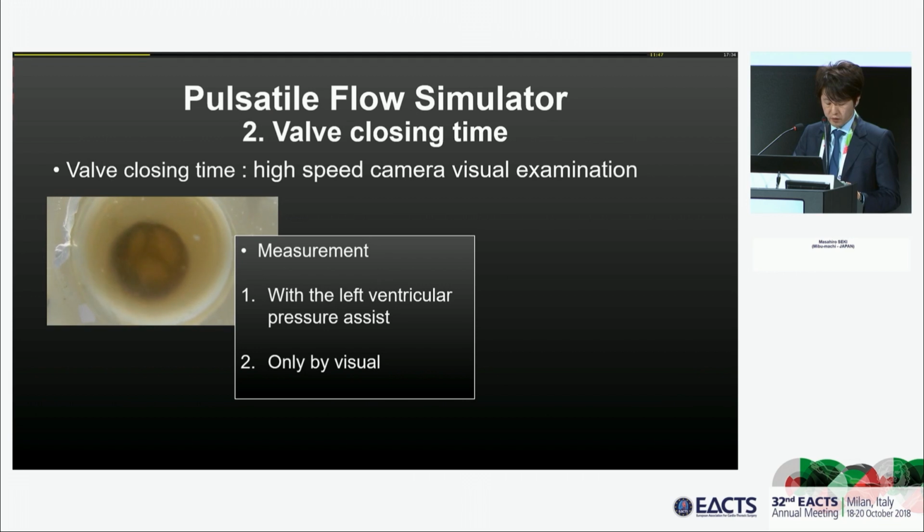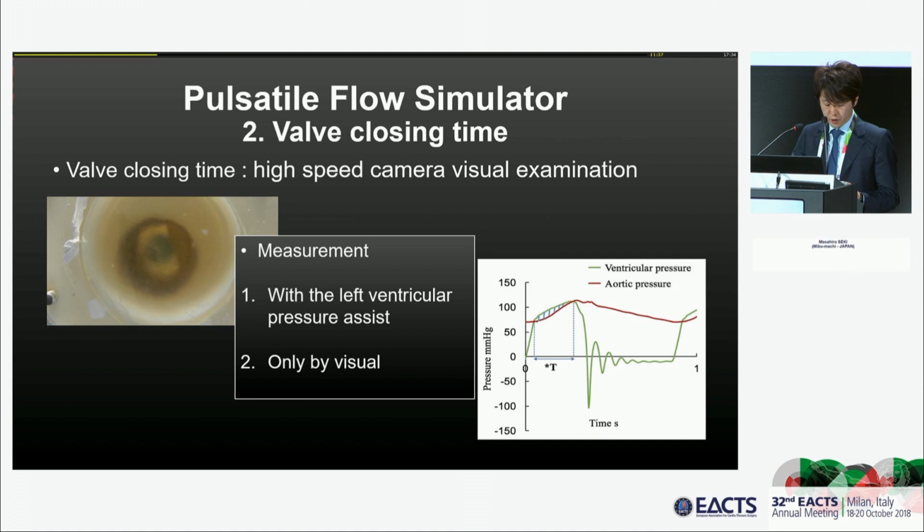Second, the valve closing time was assessed with the high-speed camera in 2 ways. 1 with the left ventricle pressure assist, and 2 only by visual. Ventricular pressure drop was considered to be the beginning of the valve closure sequence in the former.